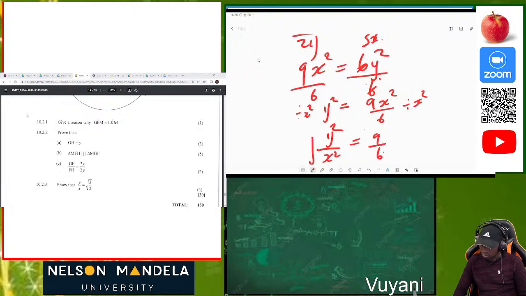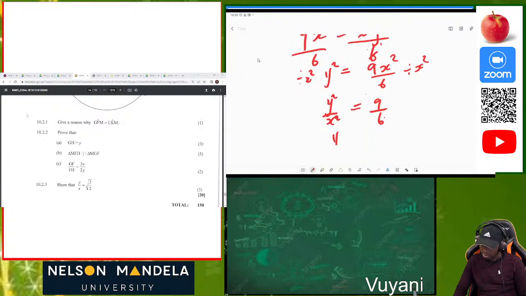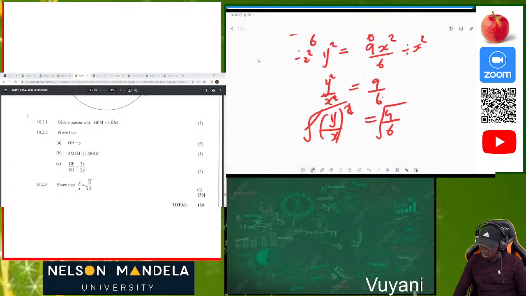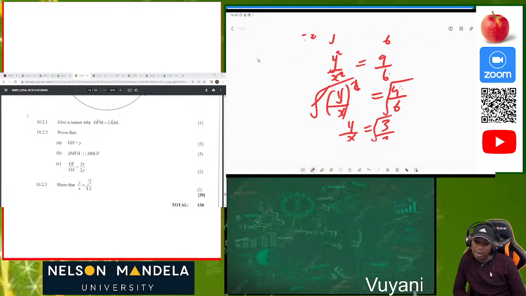Then we know that y squared over x squared, according to the exponents, is the same as y over x, all squared, is equal to 9 over 6. Then we square root both sides. Then y over x is equal to square root of 3 over 2, because when we simplify, 3 into 9 is 3, 3 into 6 is 2.